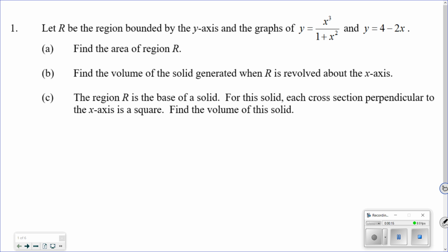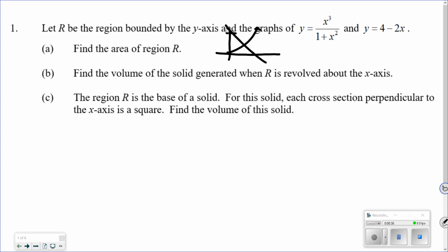I would suggest always, part A says find the area, I would always start by showing a graph. So the graph of this one looks something like this. You've got a line, I think you can see its y-intercept is 4. So that's 4 up there and it's headed down this direction. The other graph ends up looking something like that.